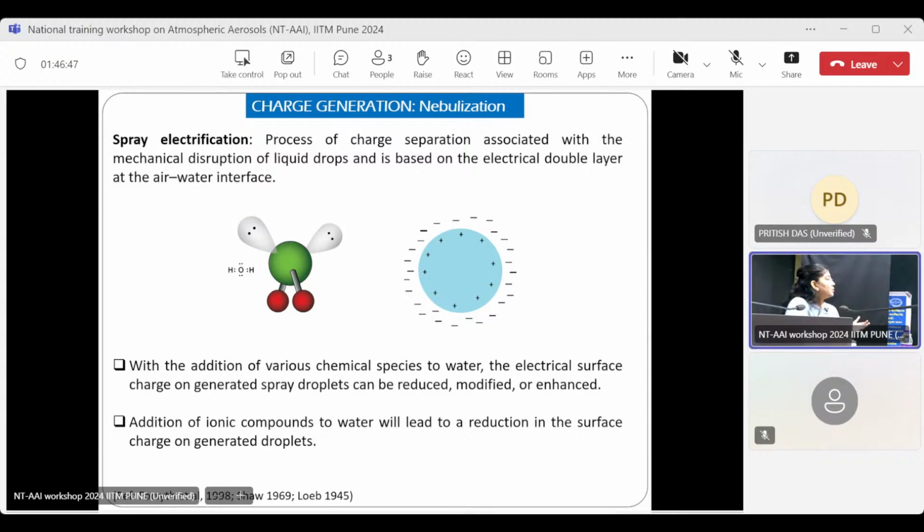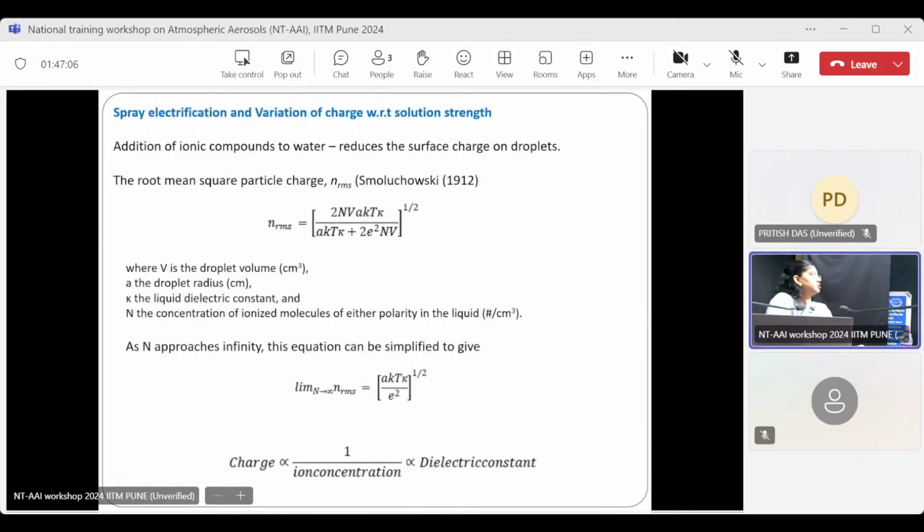So it was found that the addition of any ionic compound reduces the charge. How is it so? Because it will disrupt, and some of the charges may be neutralized. The dielectric constant will decrease. This theory was given by Smoluchowski.